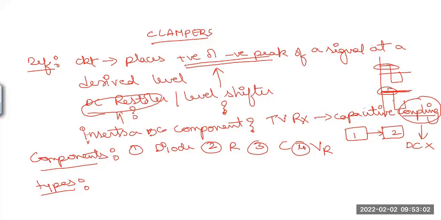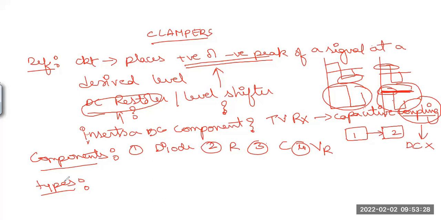So this is what you see: the positive peak shifted to the reference axis, that is the x-axis. Similarly, if you have an input like this, and now an output like this, what do I see now? The negative peak has been shifted. So based on these output waveforms, how many types of clamping circuits do we observe?